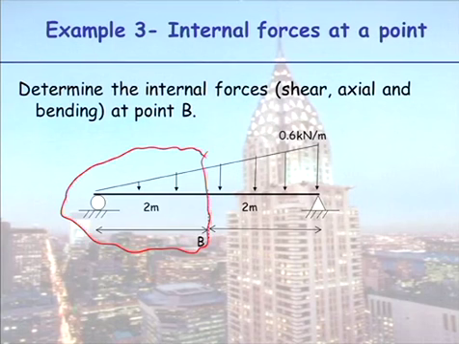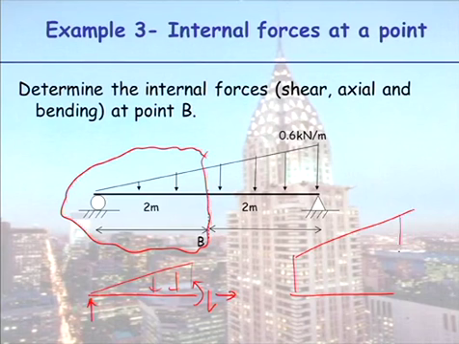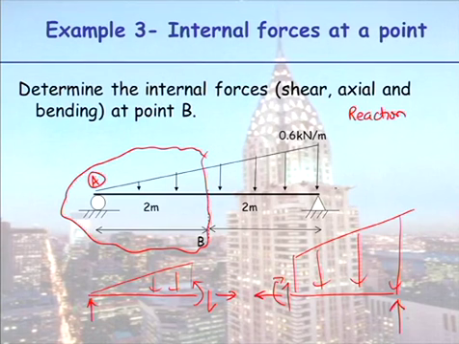So whether I consider the left-hand side as a free body diagram or the right-hand side as my free body diagram, I need to know what my two reactions are, or either of them are. So the first thing we have to do is calculate reactions. So let's call that A, and since the middle is B, that's side C.